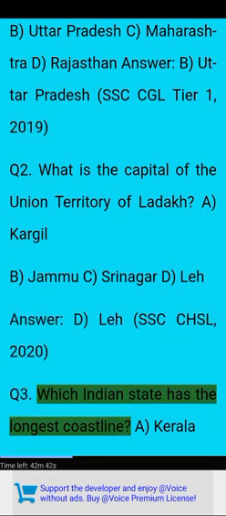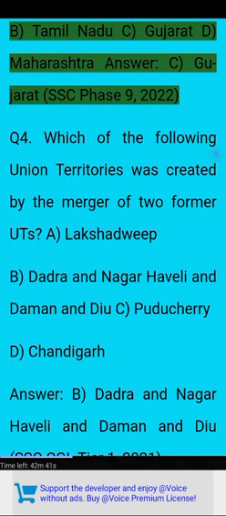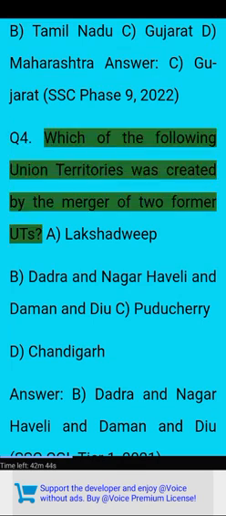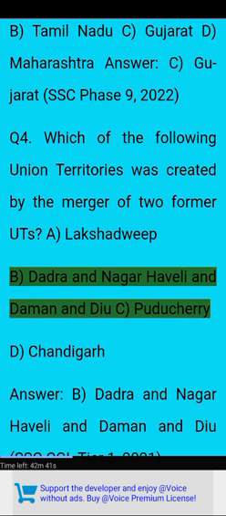Q3. Which Indian state has the longest coastline? A. Kerala. B. Tamil Nadu. C. Gujarat. D. Maharashtra. Answer. C. Gujarat. SSC Phase 9, 2022. Q4. Which of the following union territories was created by the merger of two former UTs? A. Lakshadweep. B. Dadra and Nagar Haveli and Daman and Diu.